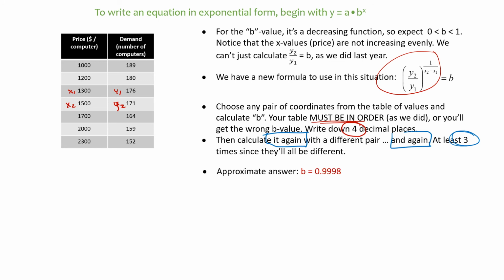Okay, so here's what I hope you got. And if you didn't try it, then you don't know if you know how to do it or not, because you didn't try it yourself. This is the approximate answer. This is 3 different pairs averaged together. We get approximately this b value.